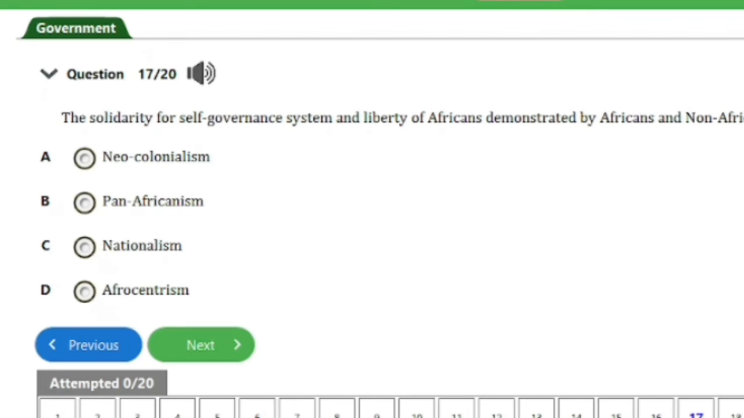So here's question number 17. It says, the solidarity for self-governance system and liberty of Africans demonstrated by Africans and non-Africans in diaspora is termed A, neocolonialism. B, Pan-Africanism. C, nationalism. D, Afrocentrism.